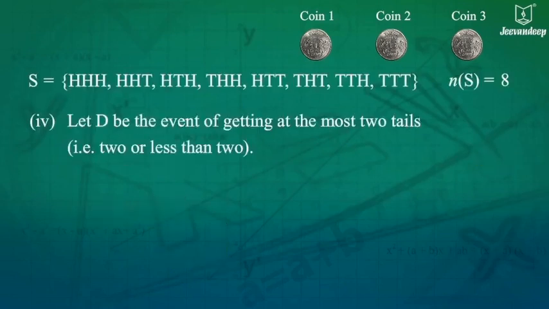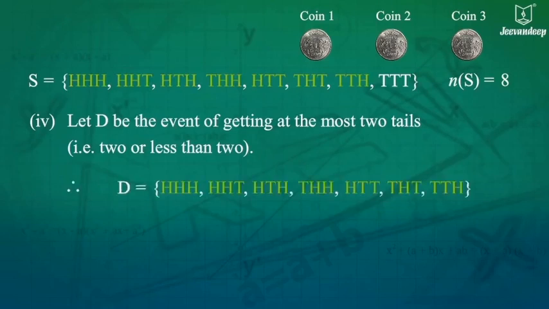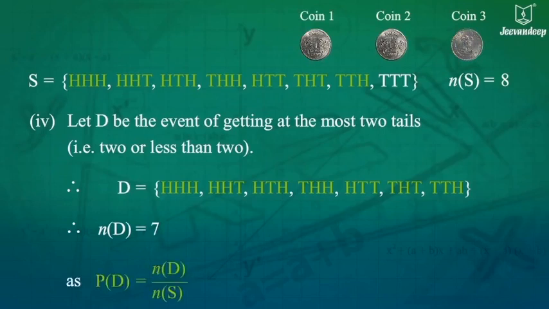4. Let D be the event of getting at the most 2 tails, that is, 2 or less than 2. Looking for the elements in sample space, getting at the most 2 tails, we get. Therefore, N(D) equals 7, as P(D) equals N(D) upon N(S). Putting the values of N(D) and N(S), we get 7 upon 8. Or probability of event D equals 7 upon 8.